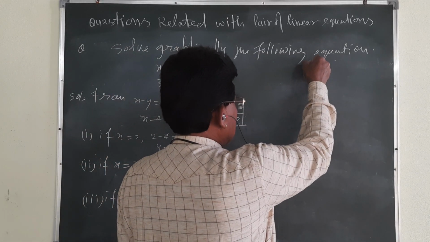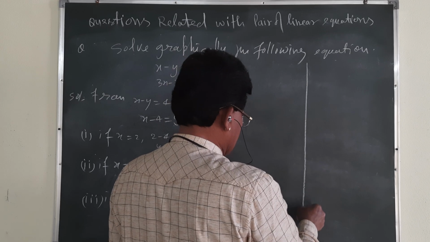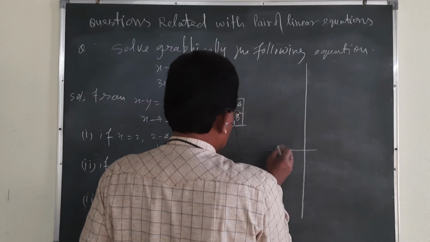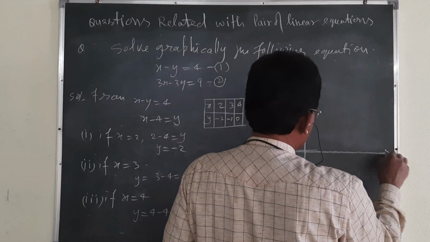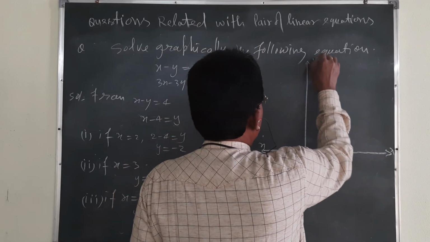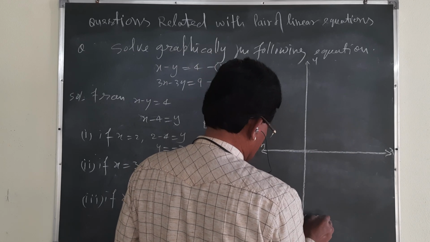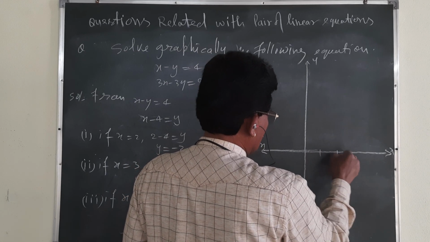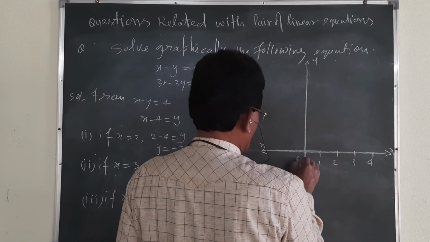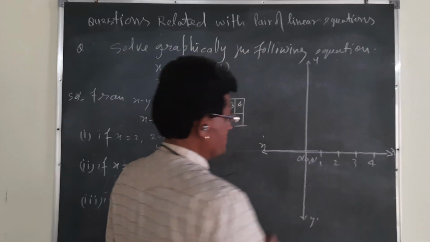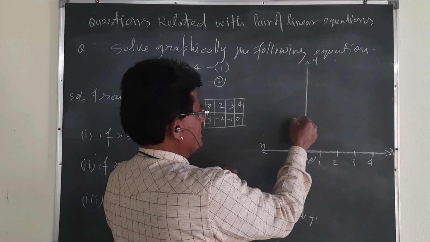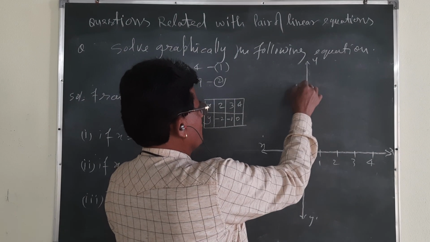Okay, see, try to understand. I will draw the graph. The graph is very important. I am going to draw the x-axis and the y-axis. That is 1, 2, 3, 4 on the x-axis. Origin is 0, 0. Similarly, you mark the numbers on the y-axis: 1, 2, 3, 4.